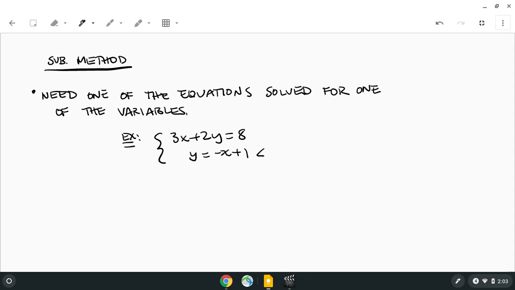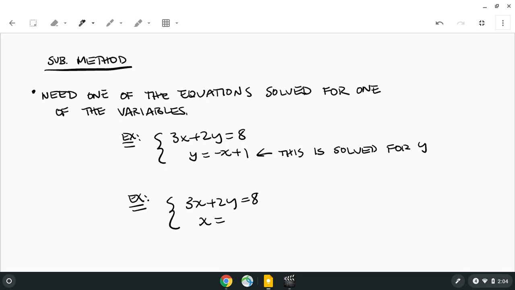Okay, because this one here is solved for y. But it doesn't need to be solved for y. It could be solved for x. So maybe you have a system that looks like this, 3x plus 2y equals 8, and maybe the second equation says x equals, and that's fine too. This one is solved for x.